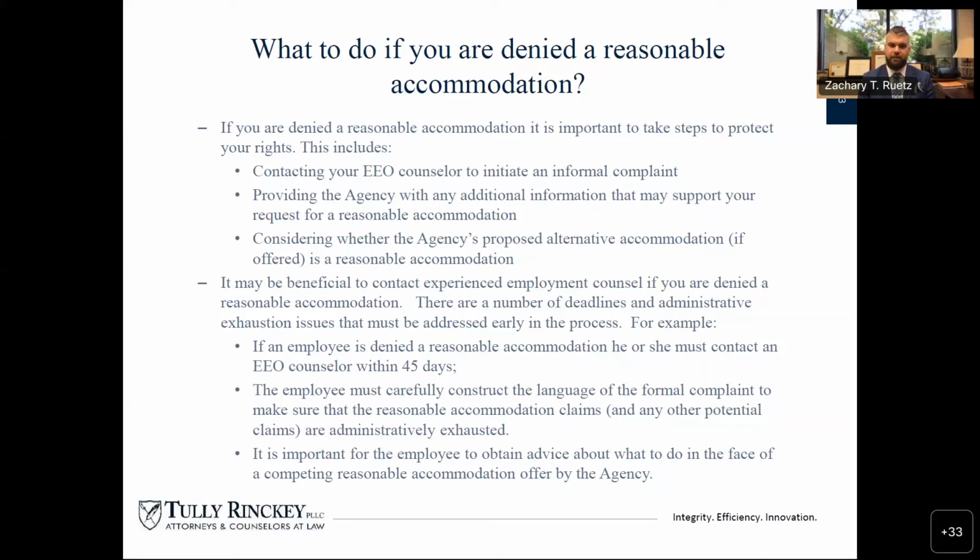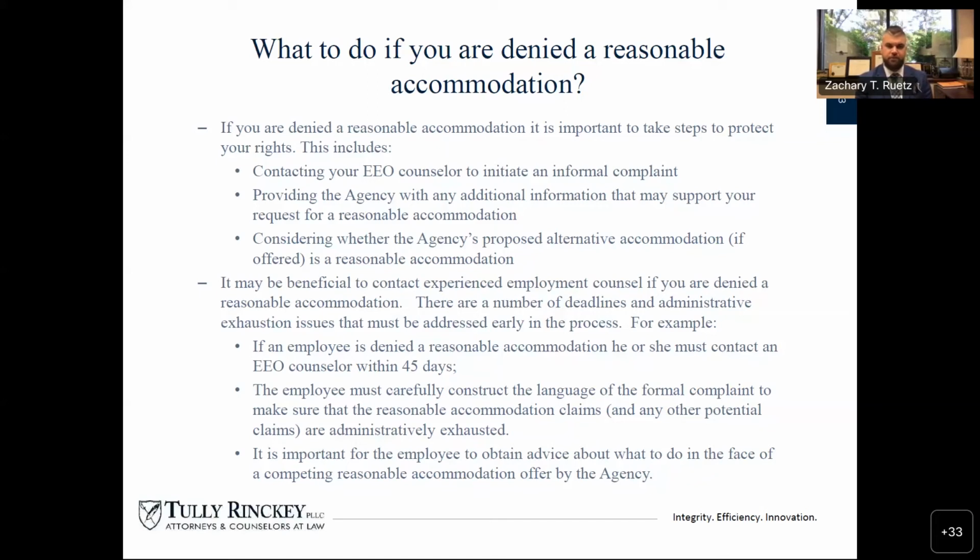At this point, we'd advise you to contact experienced employment counsel, set up a consultation with us, if you are denied a reasonable accommodation. There are very important deadlines and administrative and procedural issues, including exhaustion, that must be addressed at this early stage in the process. For example, 45 days is the deadline for contacting an EEO counselor and initiating that informal process. This is from the date of the denial of the reasonable accommodation or the date that you reasonably suspect that the accommodation may be denied.